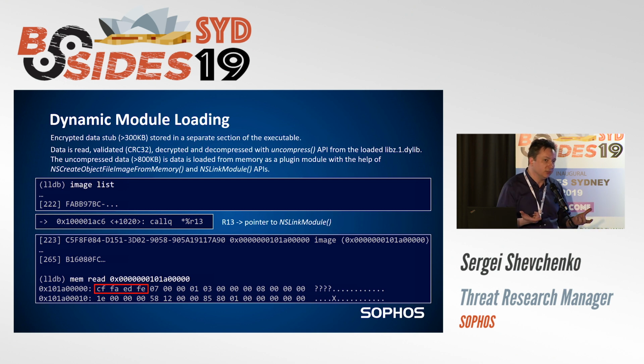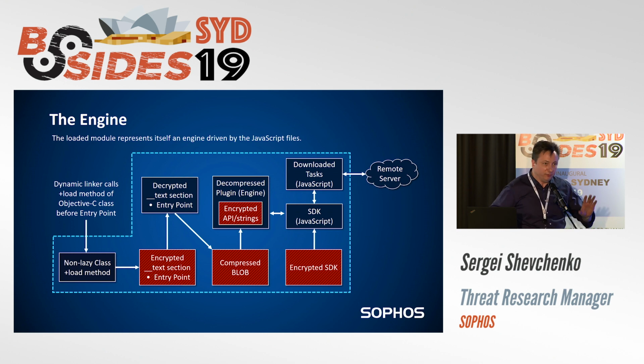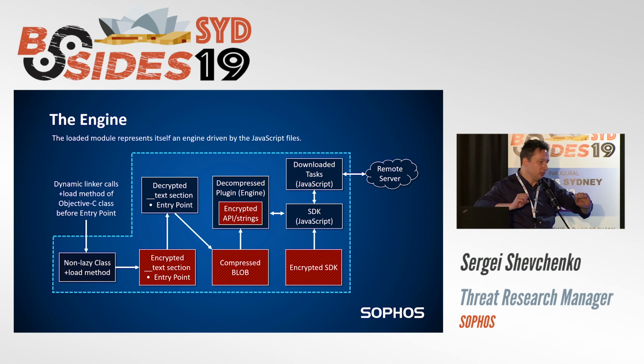And once we analyze it, here is the big discovery of what that module is. But before we get to that, let's have a look at the entire structure again. The first thing, as you realize, is that it's not the entry point that gets control, it's the non-lazy class. So the first thing that happens is the non-lazy class plus load method is called. What it's doing is taking the encrypted code section called underscore text and decrypting it into memory. After that, the entry point inside that section gets control.